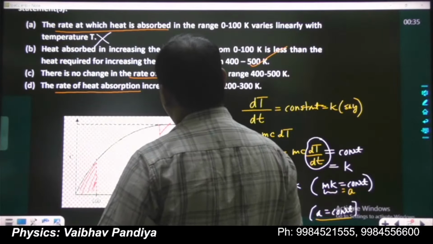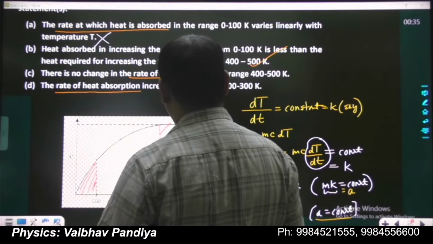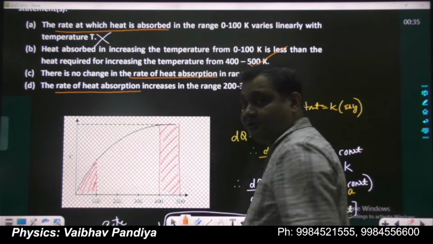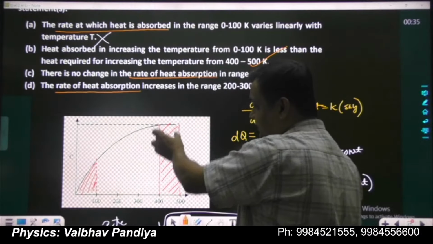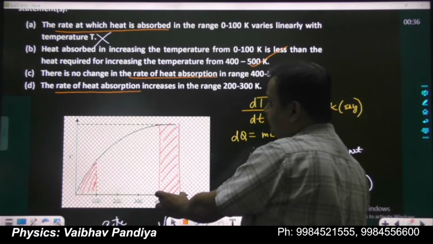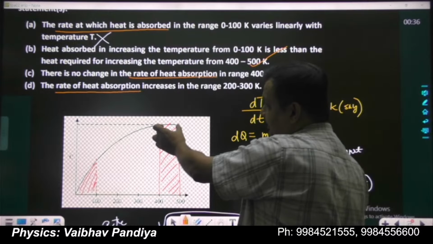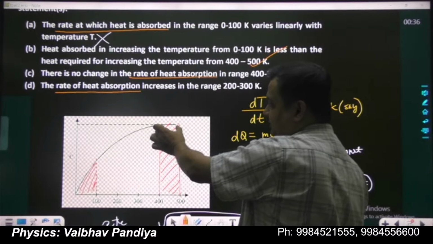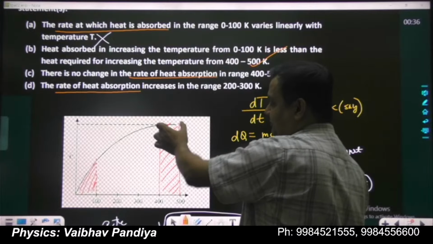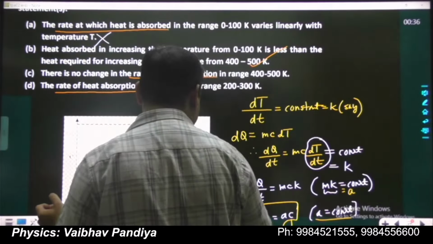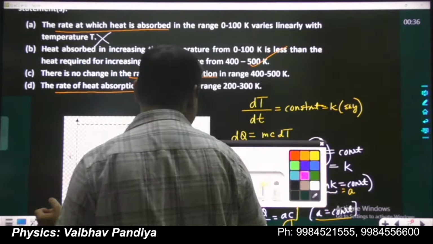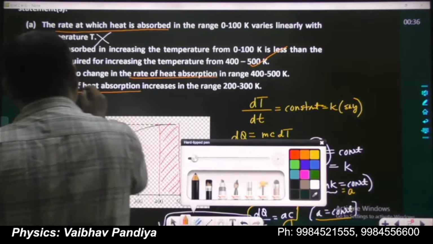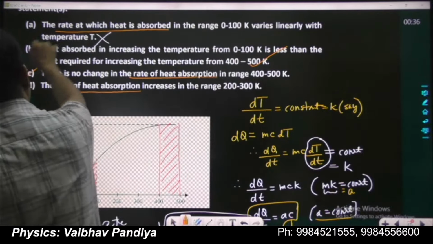There is no change in the rate of heat absorption in the range 400 to 500 Kelvin. Now see, again, we are coming to the rate of heat absorption. So it will depend on C, how C varies. So from 400 to 500 Kelvin, you can see C is approximately constant. Can you see this axis is the asymptote of the graph? So it is approaching a constant value. So from 400 to 500 Kelvin, C is approximately constant. And if C is approximately constant, your rate of absorption will also be approximately constant. So this option is also correct.